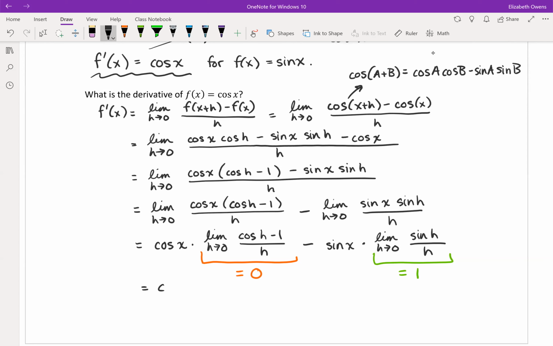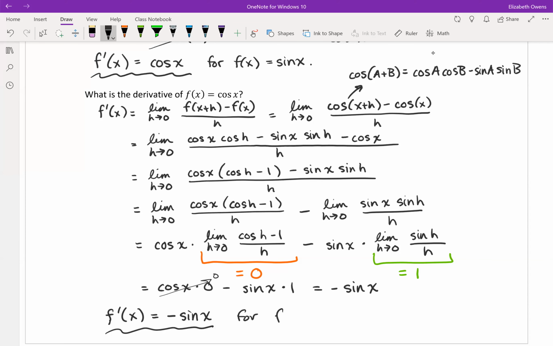And we'll end up with cosine x times 0 minus sine x times 1. And that first term is going to disappear on us, leaving us with that negative, which is still there, minus sine x. So our result is negative sine x. That is our derivative function: f prime of x equals negative sine x, for the original function f of x equals cosine x.